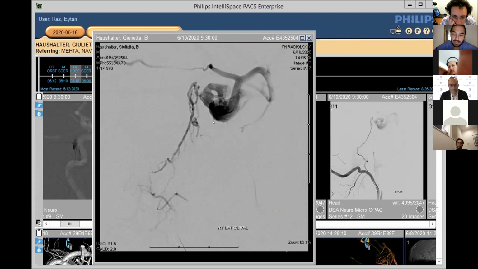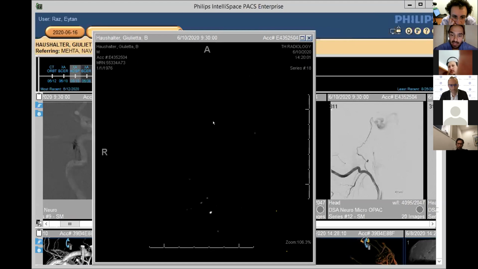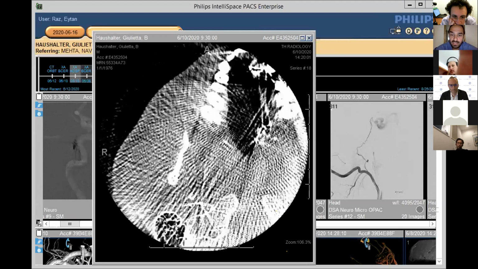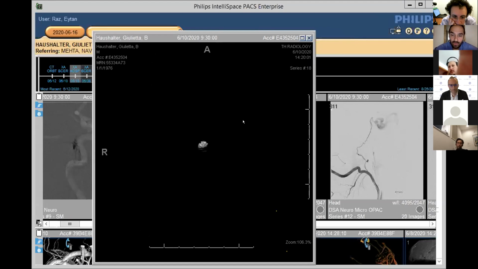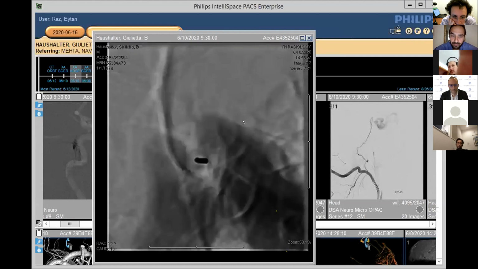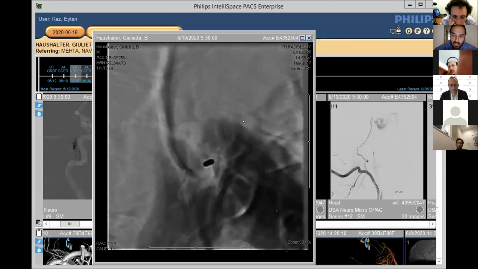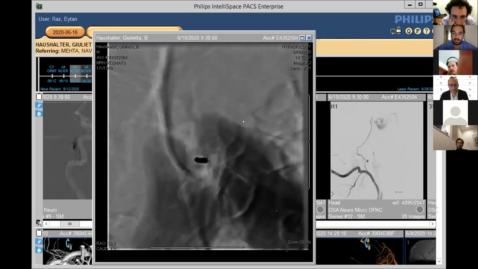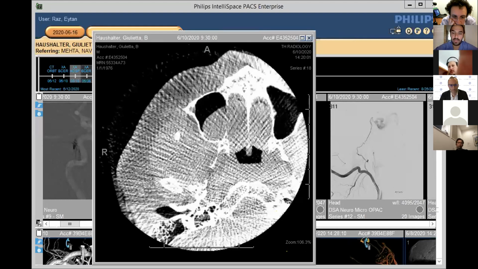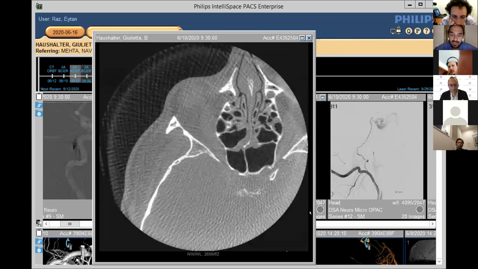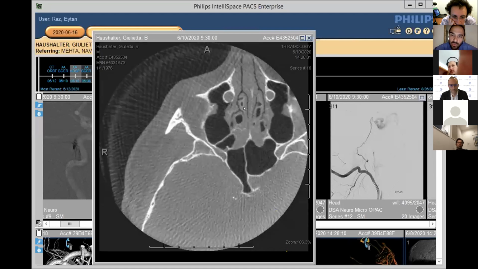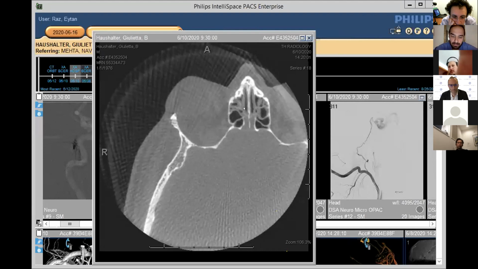But at this point, we decided to explore the last approach that I mentioned to you, which is the direct approach to the cavernous sinus. So a note on that. We did a 3D of the bone just to have a good perspective.